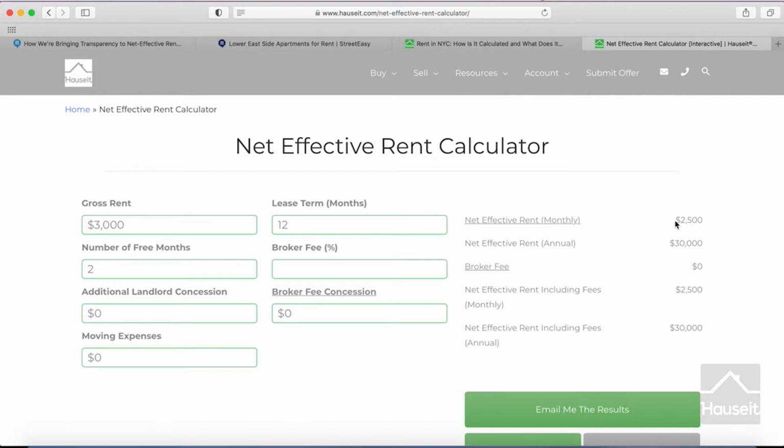Now, functionally, in most cases, what that might mean is you'll actually pay that full $3,000 for, say, 10 out of the 12 months, and then perhaps in the final 2 months, you won't have to pay the rent. So the dollar amount that you pay each month varies and won't be the net effective rent, but the net effective rent is a good way to understand the economics for you over the term of a lease for an incentive the landlord might be providing.